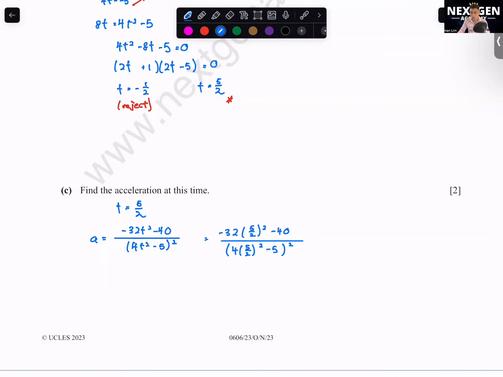squared. Okay. If you're not confident to type the whole thing in a calculator, do part by part. So do the top part first: minus 32 times 5 over 2 squared minus 40. Okay, we will get minus 240. At the bottom we will get 4 times 5 over 2 squared minus 5, all squared. Okay, 400. Minus 240 over 500. We will get negative 0.6.